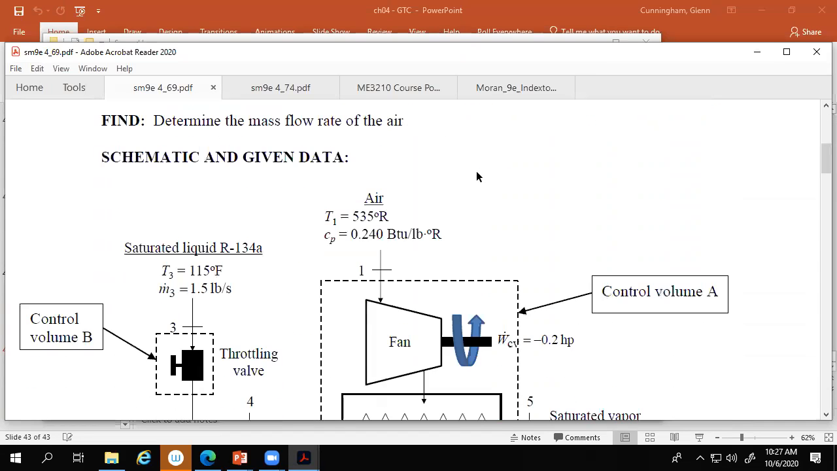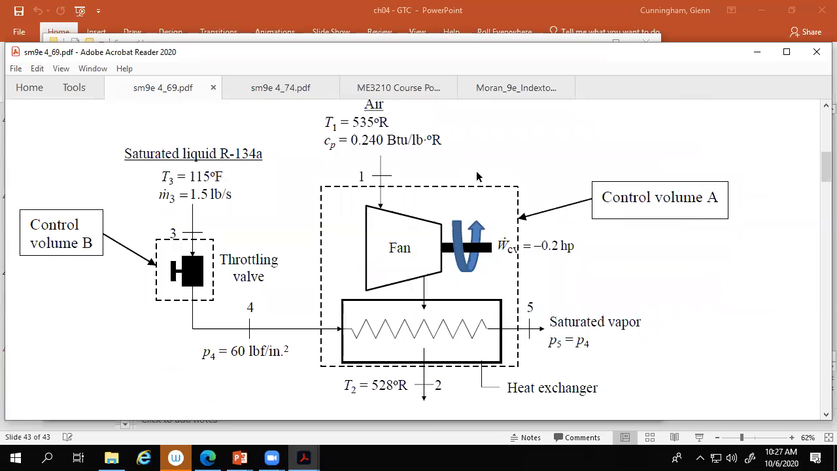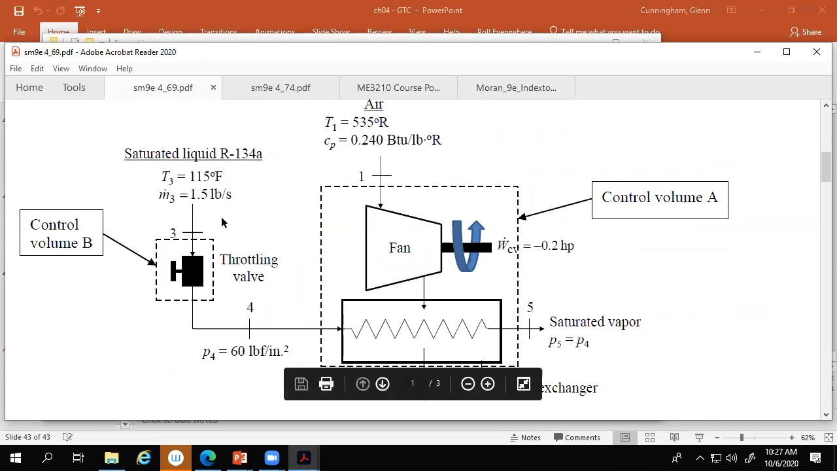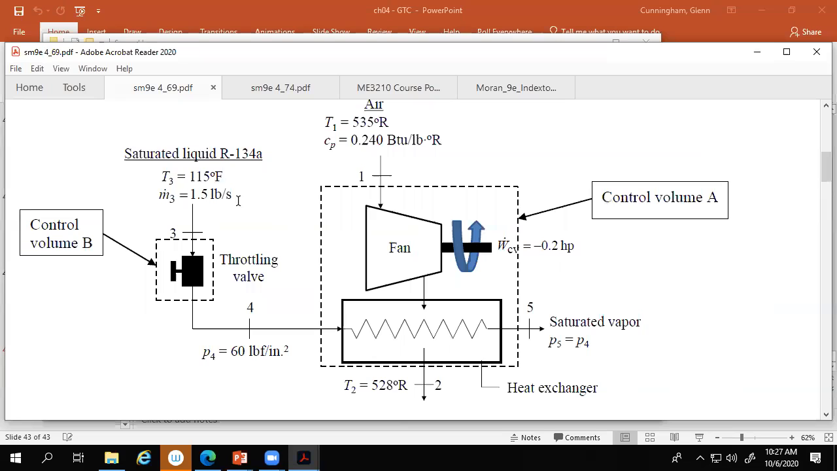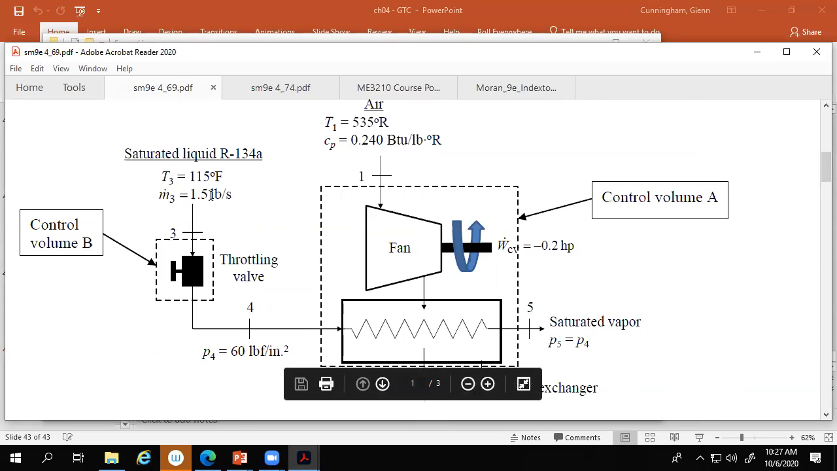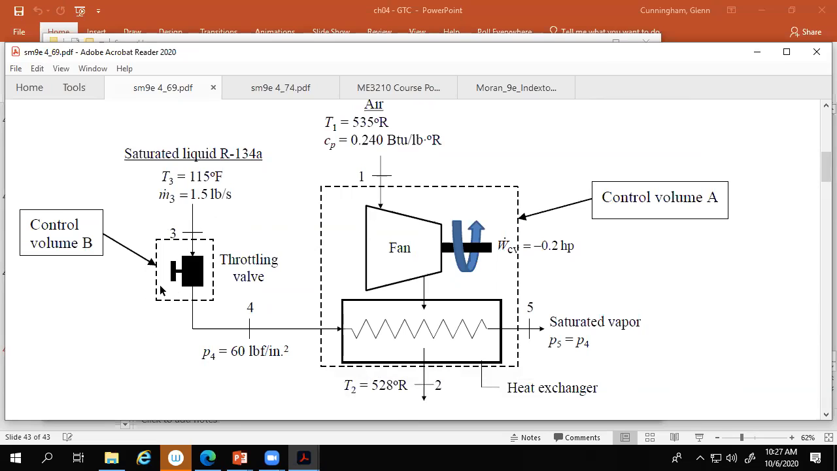Okay, let's see. So here's our picture. Let's just look at a picture. So here's our throttling valve. We got R134a again, 115 Fahrenheit, 1.5 pounds per second, going through a throttling valve. And this is our favorite component, right? What's the first law across a throttling valve? h_in is equal to h_out, as long as you throw away kinetic and potential energy.